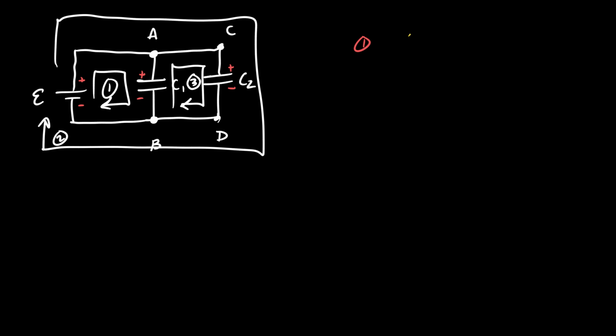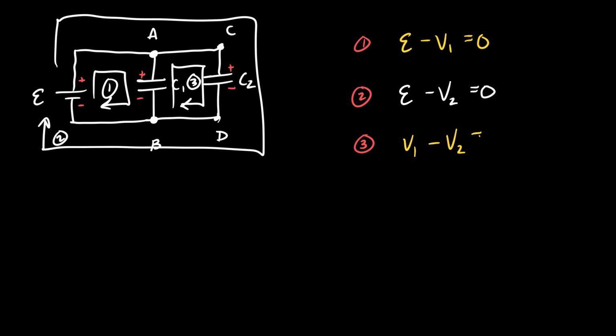All right, so it looks to me like in my first loop, the EMF is positive and the voltage across the first capacitor is negative, and that has to sum to be equal to 0. In my second loop, which is the big one around the outside, my EMF across the battery is positive and my voltage across the second capacitor is negative, and I'll set that equal to 0. And in my third loop, which is redundant, but I'm going to put it in here anyways, the voltage across the first capacitor will be positive, and the voltage across the second capacitor will be negative, and that'll sum to be 0.